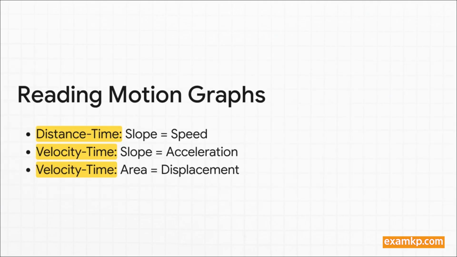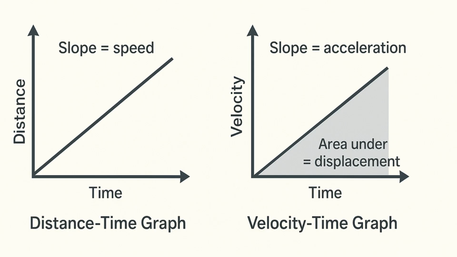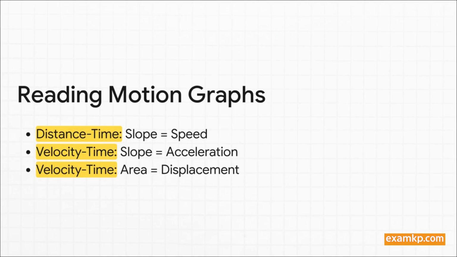Now, sometimes the examiners won't just give you numbers, they'll give you a graph. But don't worry, these are actually shortcuts. For a distance-time graph, the steepness, or the slope, is just the speed. And for a velocity-time graph, the slope is the acceleration, and the area underneath the line, that's the displacement. It's a visual way to solve problems, and examiners absolutely love them.